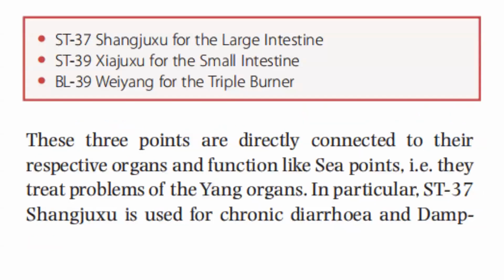In addition to these C points, the yang channels of the arm also have a so-called lower C point. These are stomach 37 for the large intestine, stomach 39 for the small intestine, and bladder 39 for the triple burner. These three points are directly connected to their respective organs and function like C points. That is, they treat problems of the yang organ.